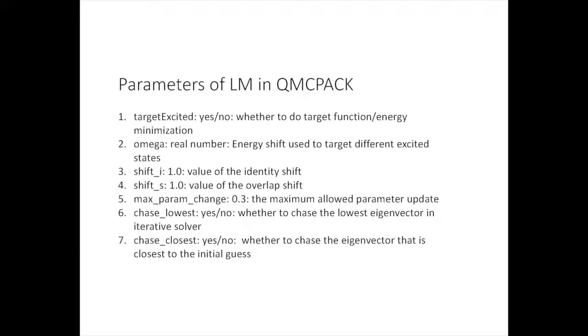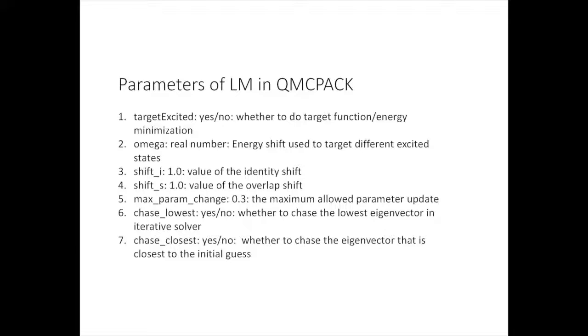You also need to set the alpha and beta shift. Shift I is the identity shift, the alpha shift, and shift S is the overlap shift, the beta shift. My experience is that setting the shift to 1 is pretty decent as the initial value. And then there's also a max parameter change value. This is the maximum allowed parameter update. As I said, the linear method only works if the parameter change is small. So by setting a maximum parameter change here, it's going to reject all the parameter changes that exceed this value.